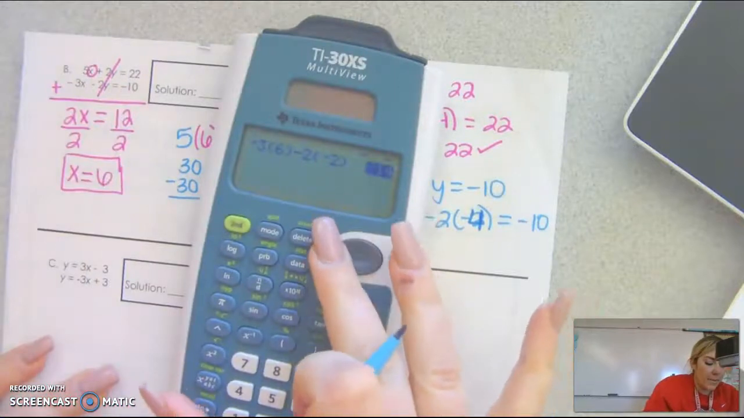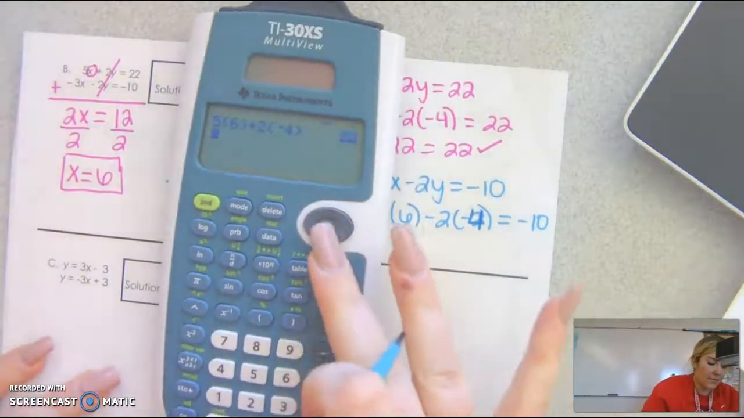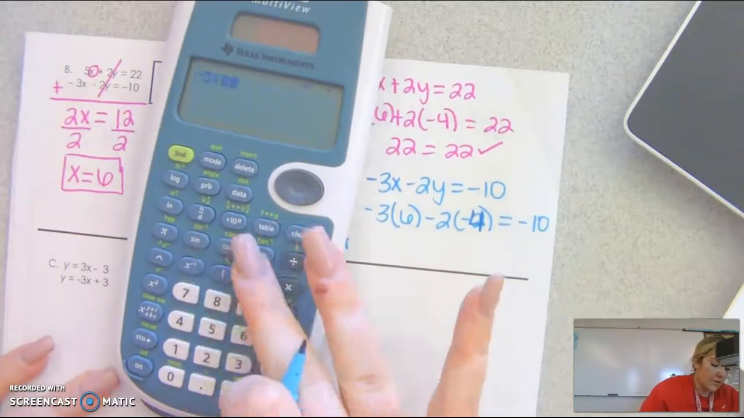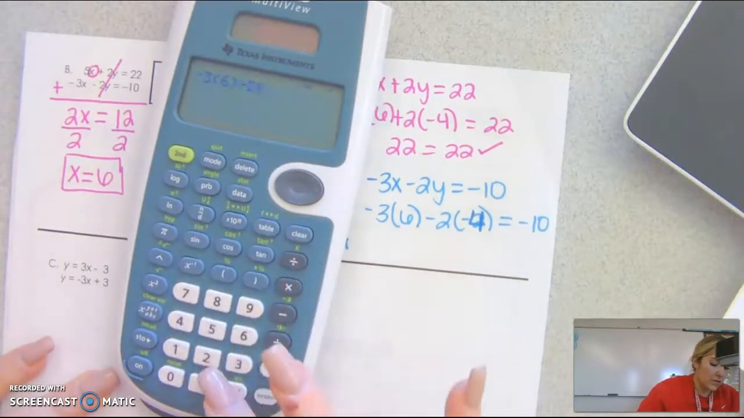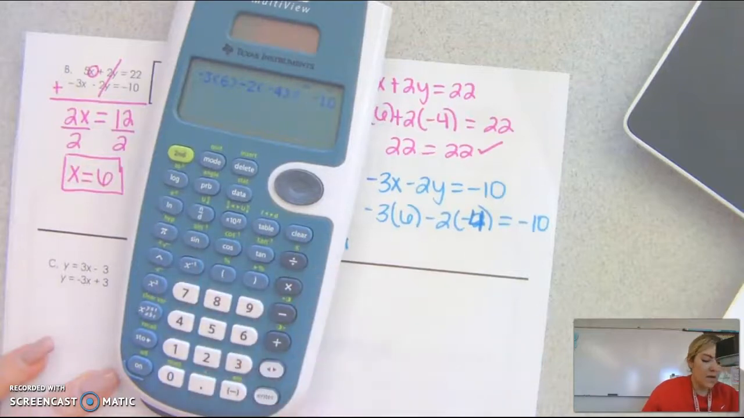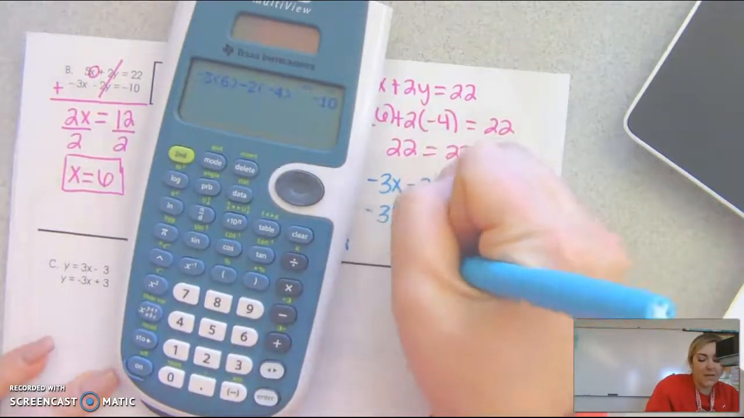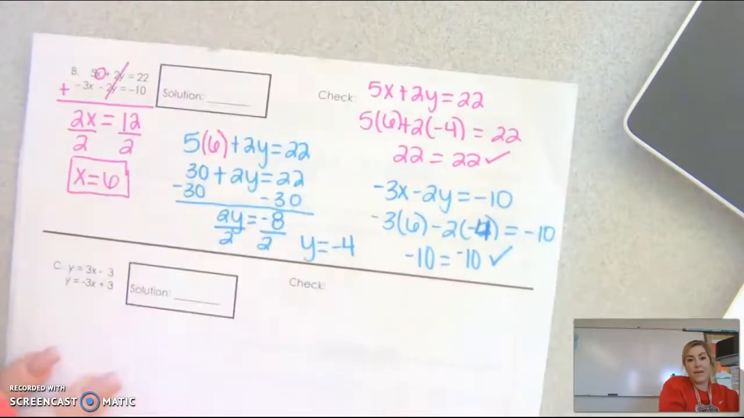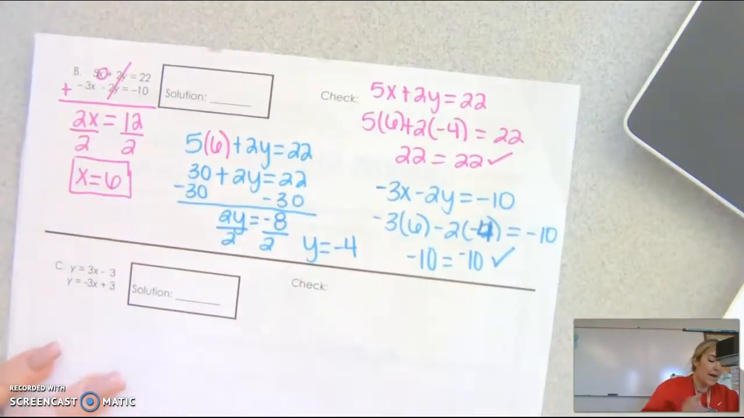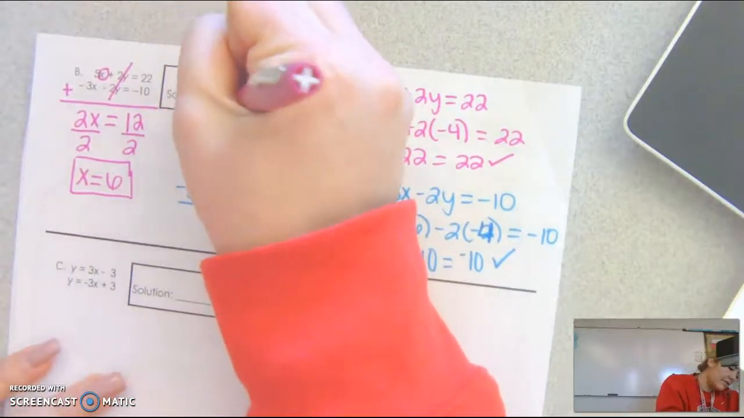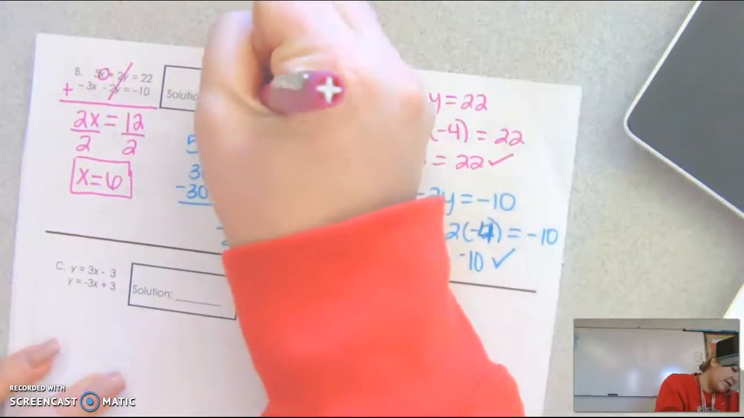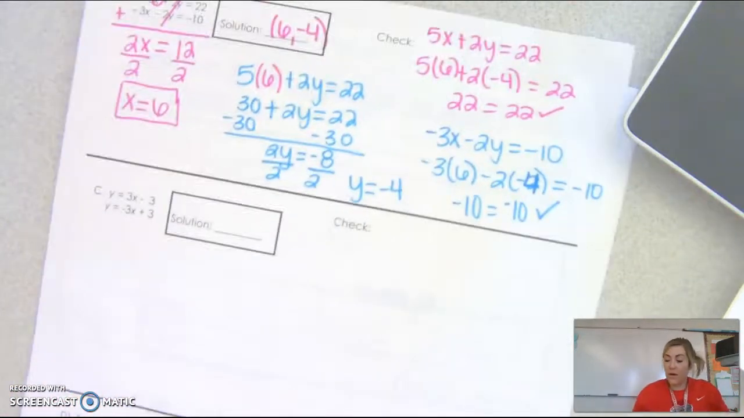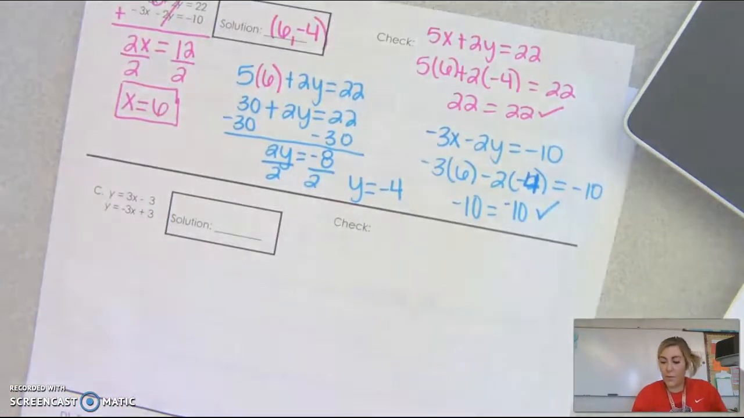So when I go and plug that in, so I have -3 times 6 minus 2 times -4. -10 equals -10. That is correct, so I know I did it right. My answer is 6, -4. All right, let's keep it rolling.